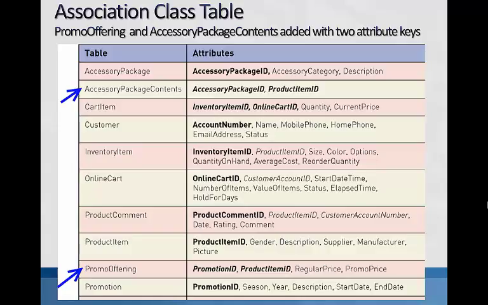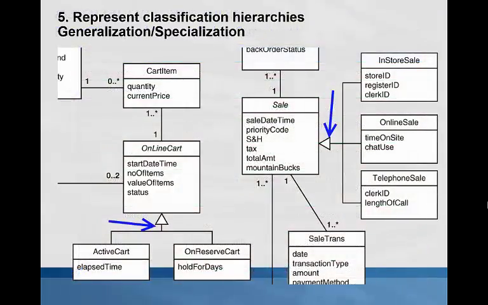Step number 5. Represent classification hierarchies. In this figure, there are 2 generalization-specialization hierarchies. Remember that the subclass inherits all of the attributes and the associations of the superclass. Also, any object in a subclass is also in the superclass. For example, an in-store sale is a sale, so an in-store sale object is also a sale object. Given that the objects are in both classes, if we create a table for each class, then we would assume that there will be a row in each table, in the superclass table and the subclass table. What is the key of the subclass table? Well, it will be the same as the key for the superclass table because it's the same object.